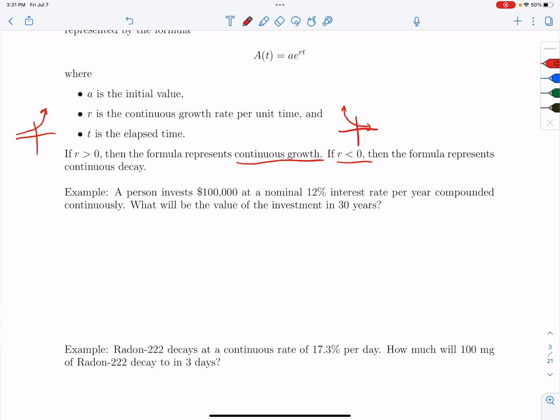Okay, so for example, a person invests $100,000 at a nominal 12% interest rate per year, compounded continuously. Now, I'll tell you what, this is not very realistic. I don't think you'll ever find an investment that you can make that compounds continuously, but for the sake of this example, let's see what happens. So $10,000 is the A value.